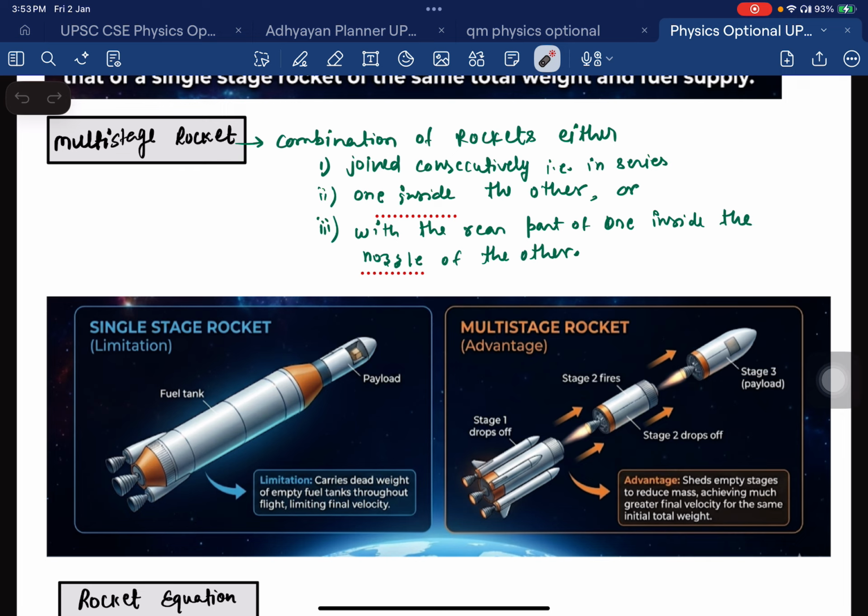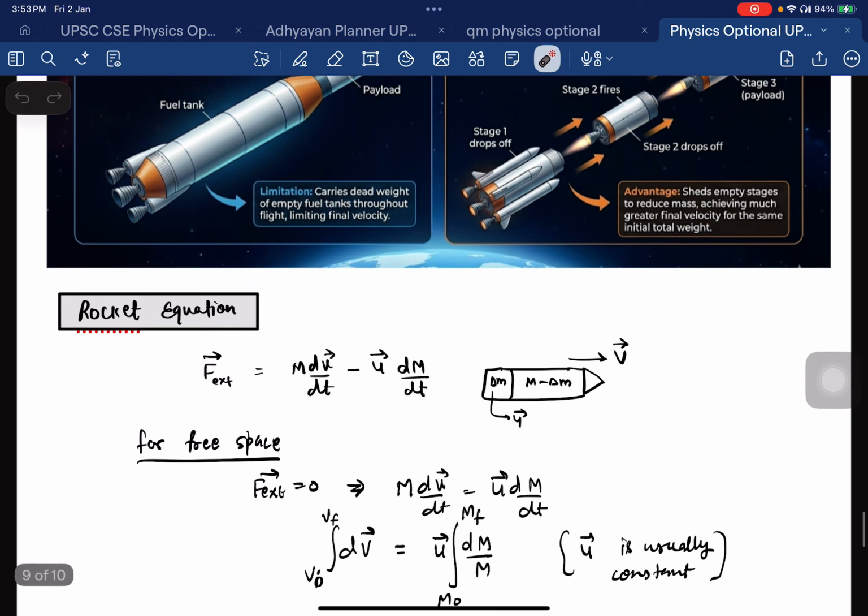Now, the limitation: what is it? It carries the dead weight of empty fuel tanks throughout the flight, limiting the final velocity. And the advantage? It sheds the empty stage to reduce mass, achieving a much greater final velocity for the same total weight. Now let's do it numerically.